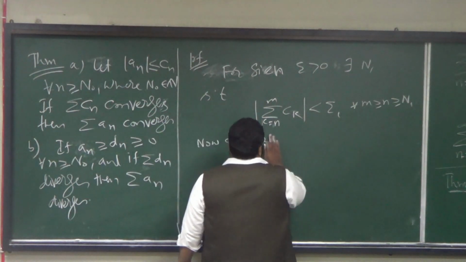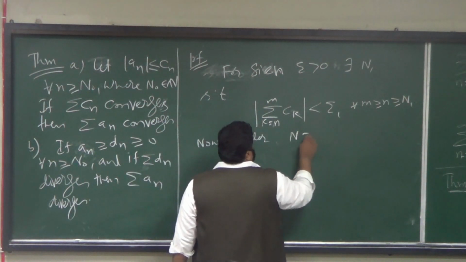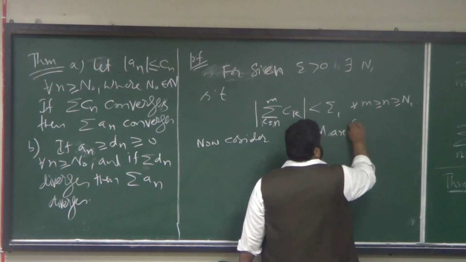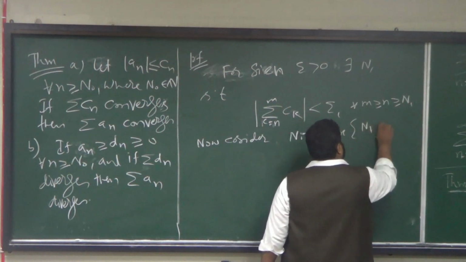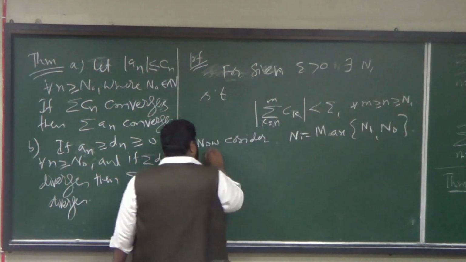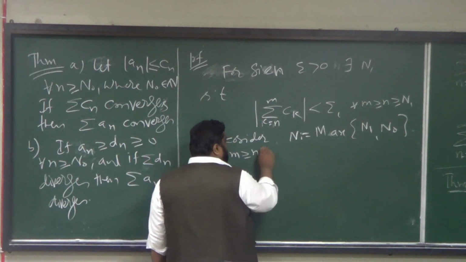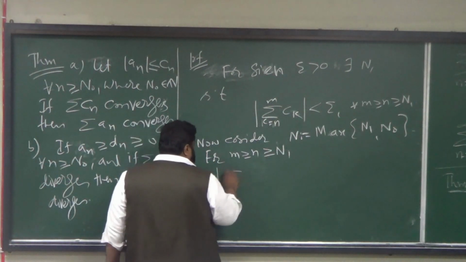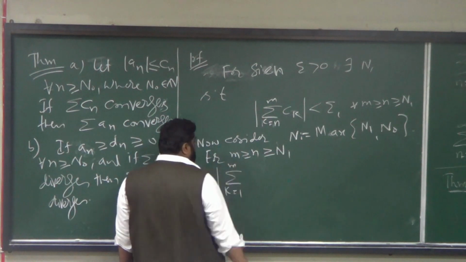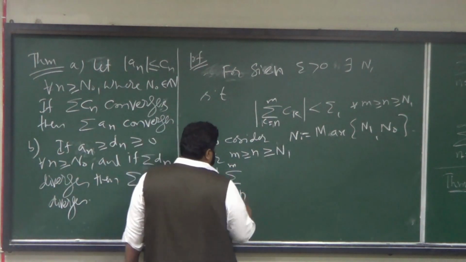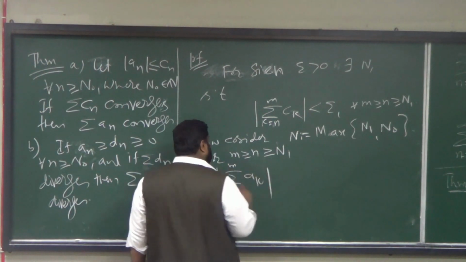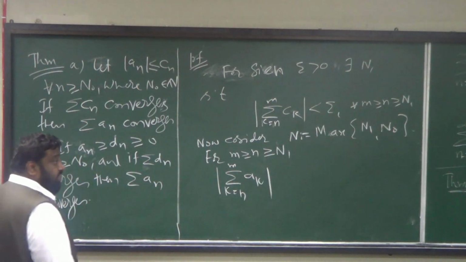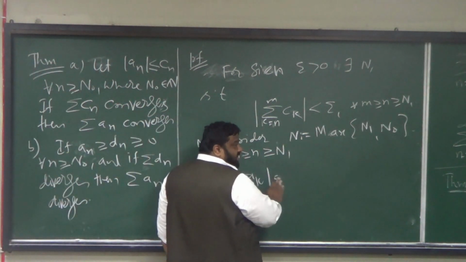So for that, I need to choose n, which is the maximum of N1 and N0. So I'm going to say that for all m bigger than or equal to n, bigger than or equal to this capital M, we can have the sum of k equal to n to m of ak less than C. So you can apply the generalized triangle inequality.